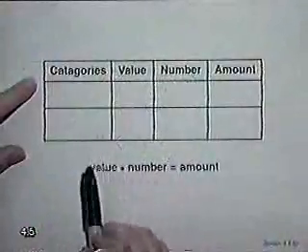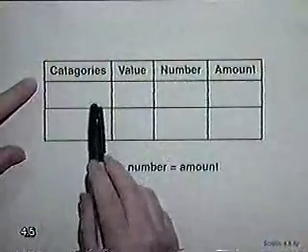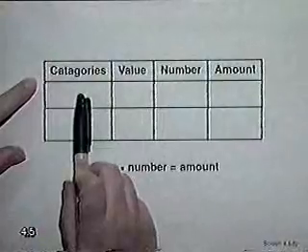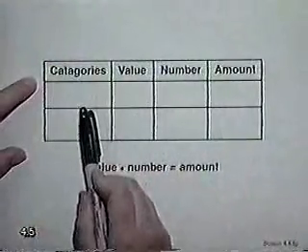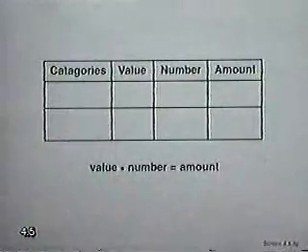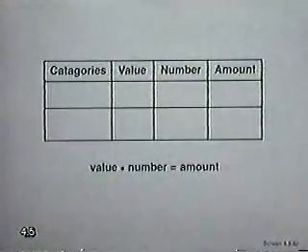For our second objective, we'll be using a table to solve problems with 2 unknowns. And we're going to be using a specific kind of table, so I'd like to show you the columns of that table. In this table, the columns are categories, value, number, and amount. Under the categories column, that's just telling you what your unknowns are.